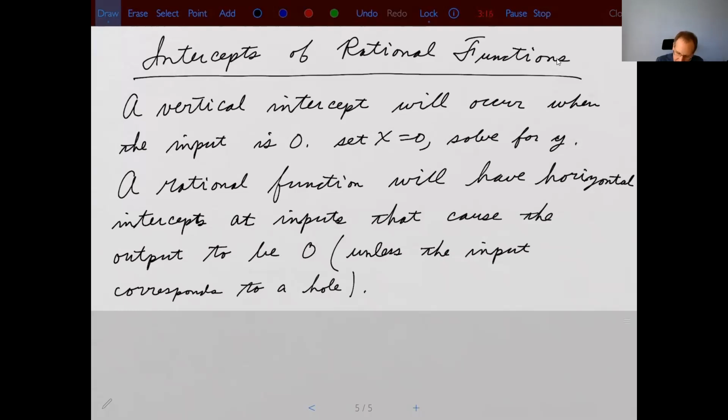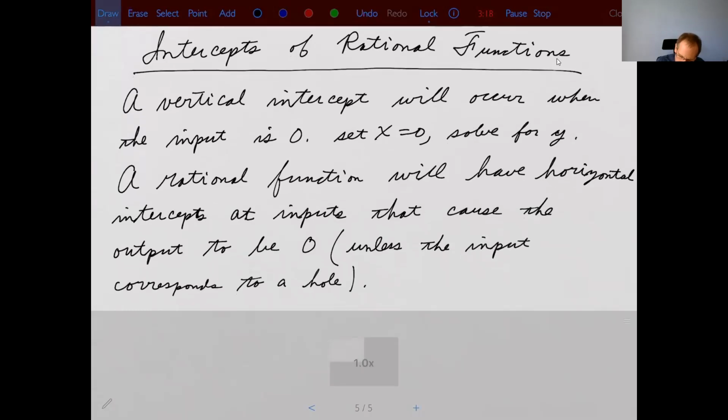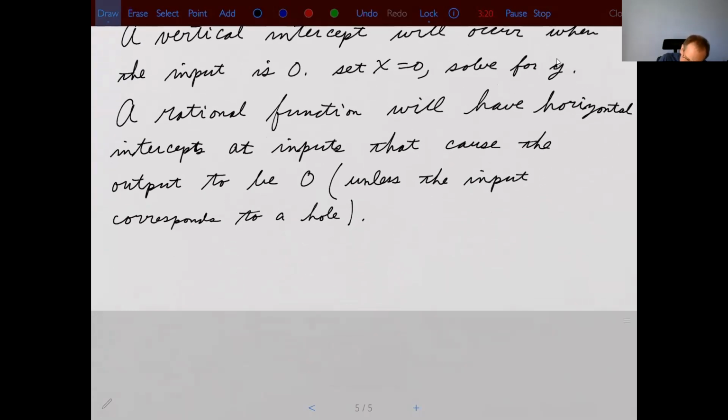All right, so another way of saying this, and again, this is really nothing new. You can think of this as setting the output, so y, equal to 0, and solving for x. Solving for the input. Okay. After you've canceled any potential factors that are the same, then you would set y equal to 0 and solve for x.